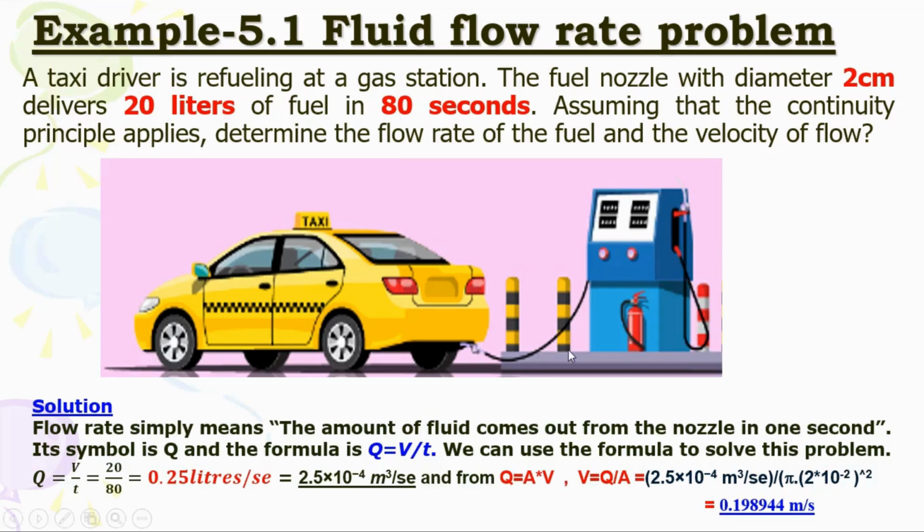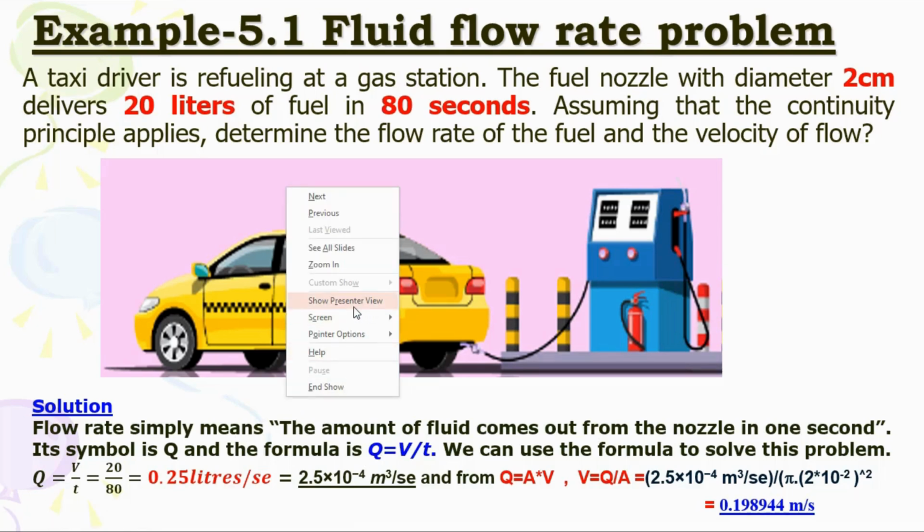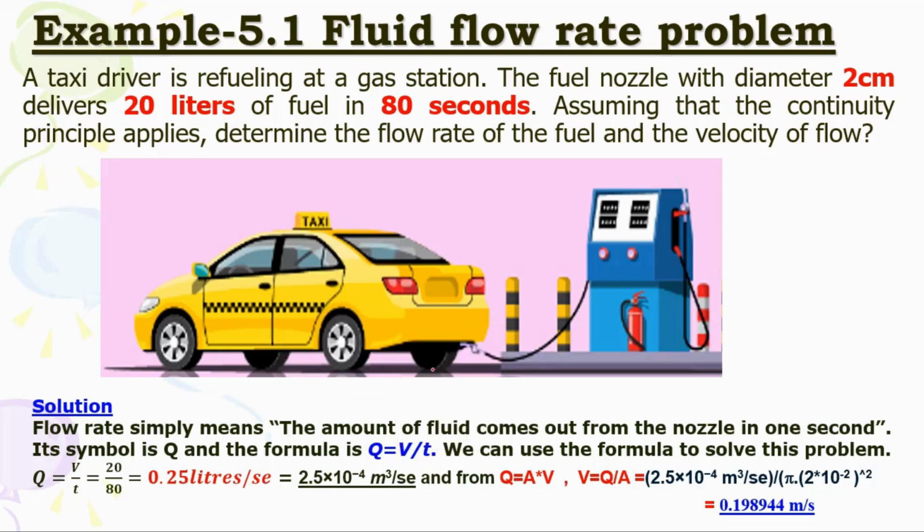You see this is just a gas station, so you need to fill oil. It's just some fuel for your taxi. So you have the nozzle, the diameter, and also the volume and time. Solution: flow rate, what does it mean? It is the amount of fluid that comes out from the nozzle in 1 second. This is the basic definition of flow rate. It is not new for you from your physics background.